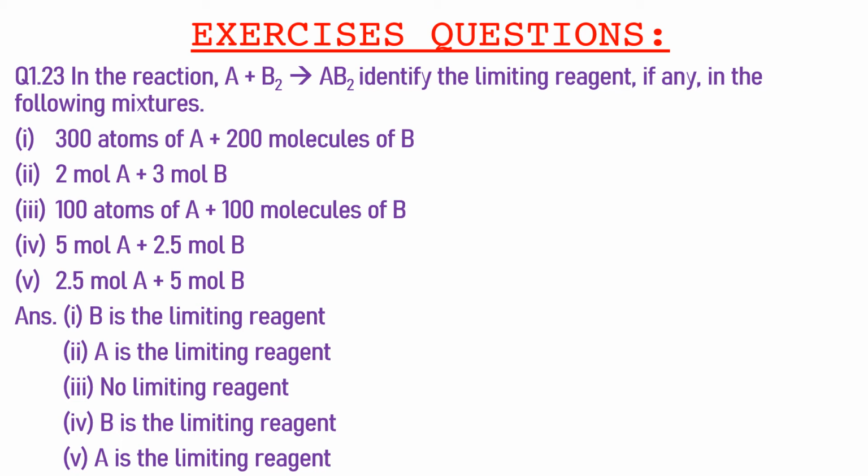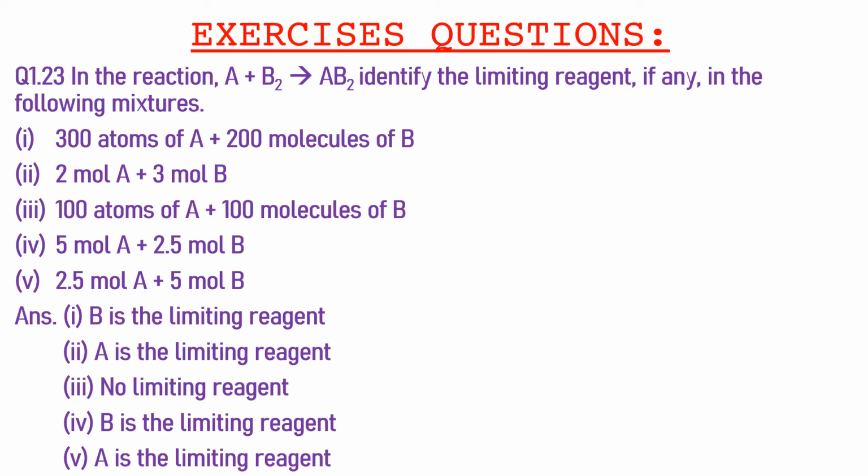You have to identify the limiting reagent, if any, in the following mixture. So the first question is 300 atoms of A plus 200 molecules of B. So we have to find out the limiting reagent in these.